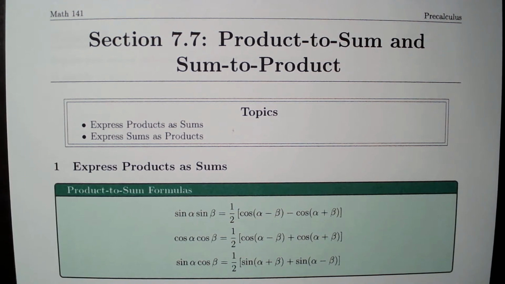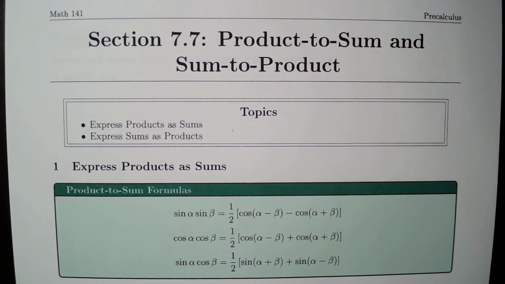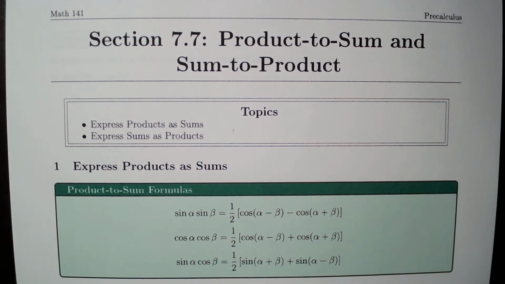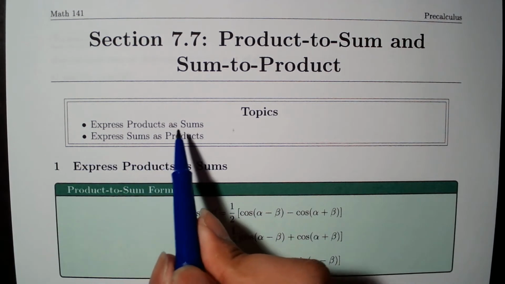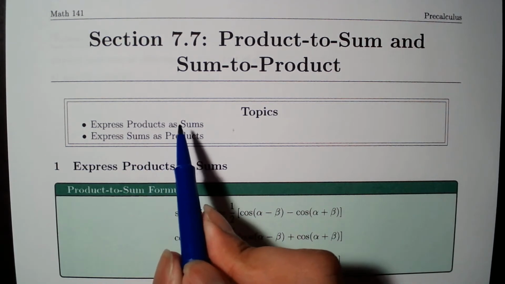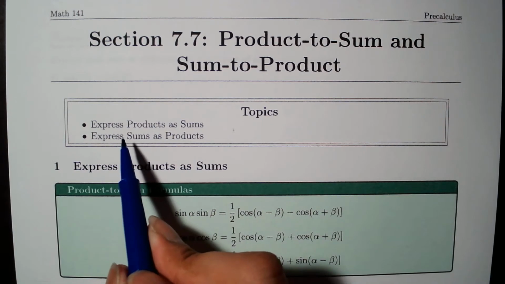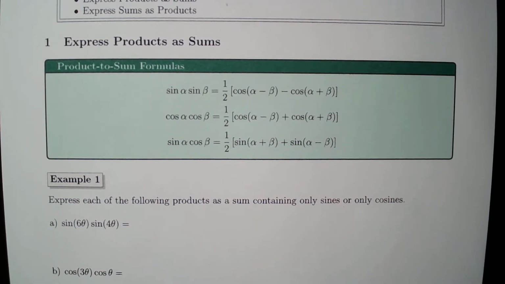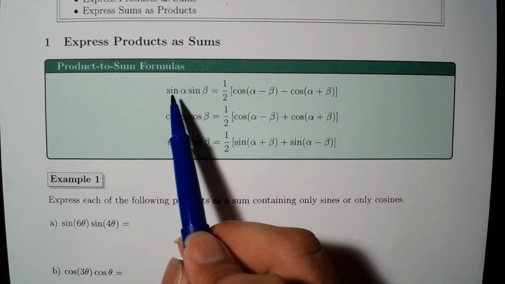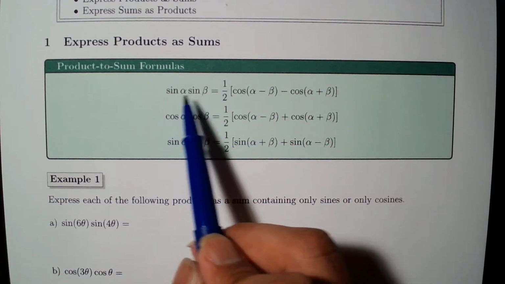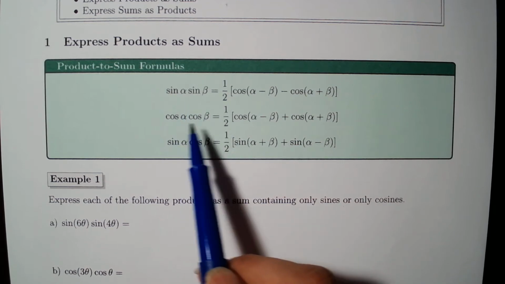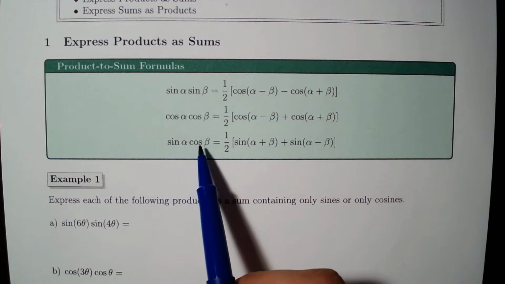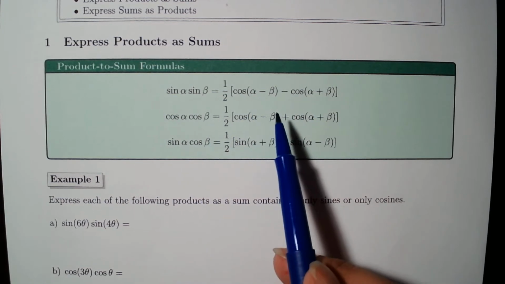Alright, so in this video we go over section 7.7, which is the product to sum and the sum to product formula. What we do in this section is write products of trigonometric functions as sums and the reverse, express sums as products. The formulas cover products of sines, products of cosines, and a product that involves one sine and one cosine. Well, these are the formulas.